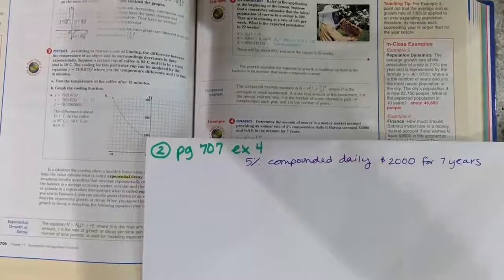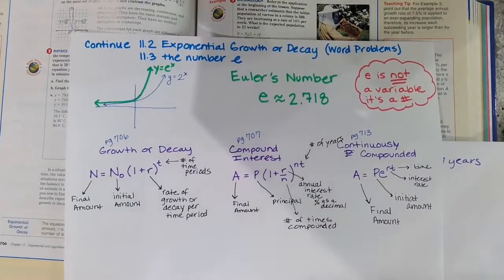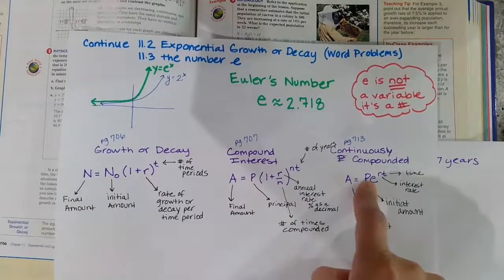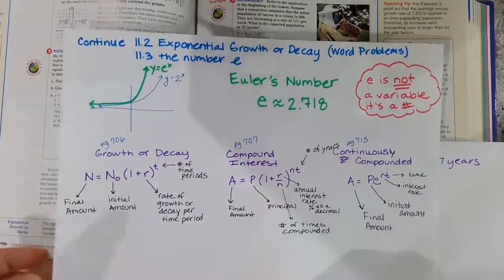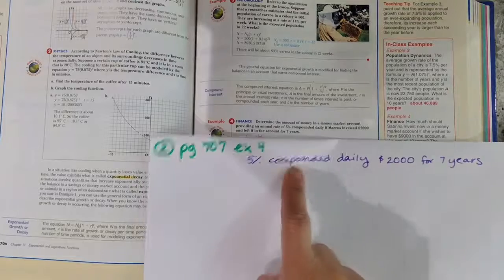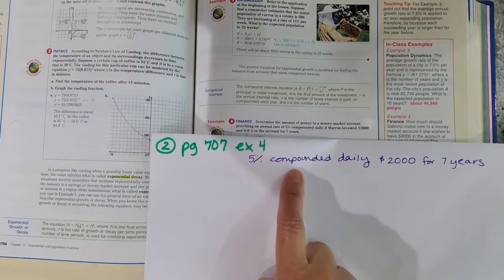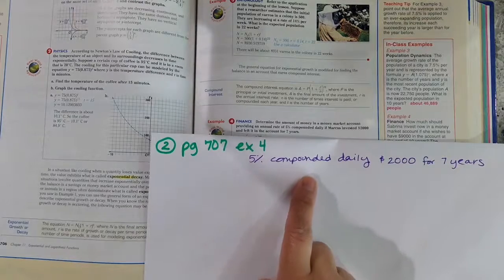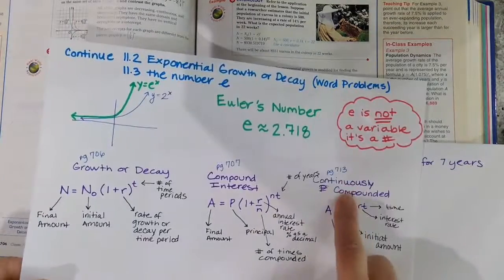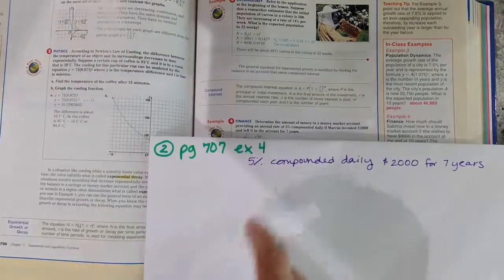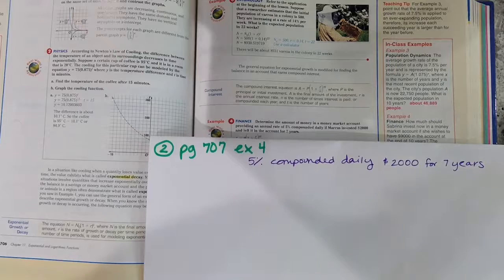Go back to my formula page and I say, okay, is this going to be growth or decay? Is this going to be compounded or is this going to be continuous? Well, it's definitely compounded interest because it's telling you. It actually will say the word compounded. If it says compounded continuously, then you would use this one. But if it just says compounded, it's that. So I'm going to write that information down, plug it in.